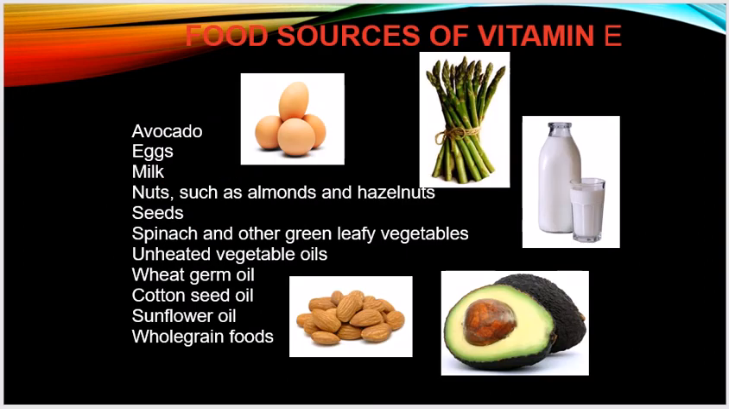The food sources of vitamin E include avocado, eggs, milk, nuts such as almonds and hazelnuts, seeds, spinach and other green leafy vegetables, unheated vegetable oils, wheat germ oil, cottonseed oil, sunflower oil, and whole grain foods.